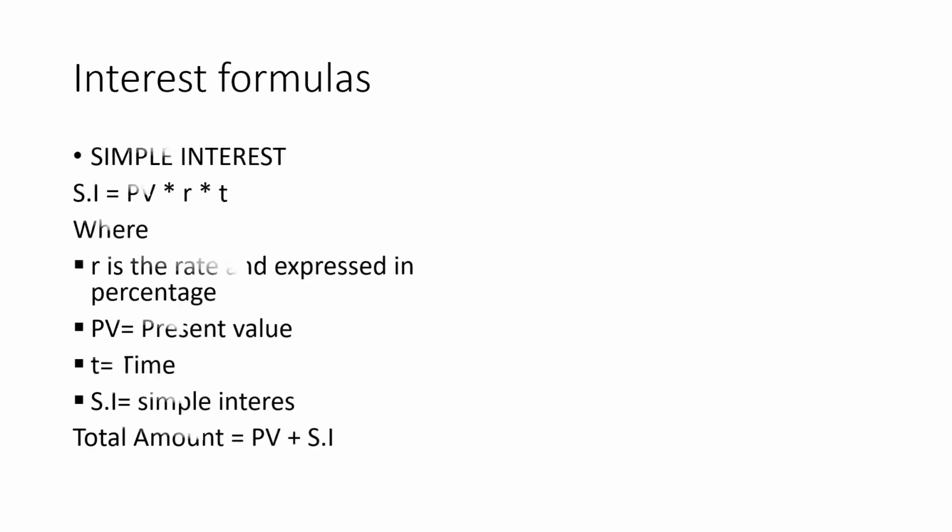So to start with, we'll be looking at interest. I'm not going to waste much time on interest because I personally believe that we have adequate understanding when it comes to interest calculation. So basically, we have the simple interest and the compound interest. The simple interest formula is given as PV times R times T. What is simple interest?